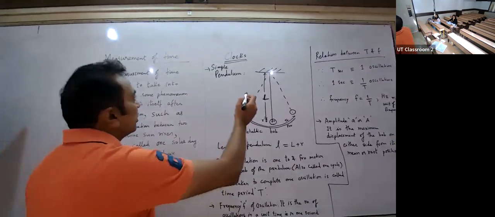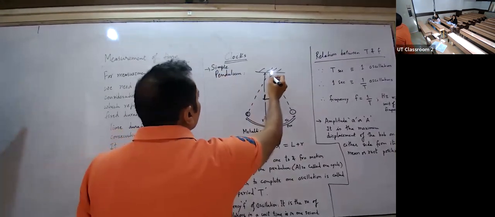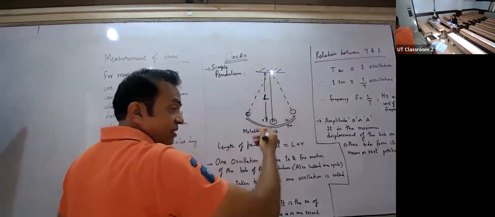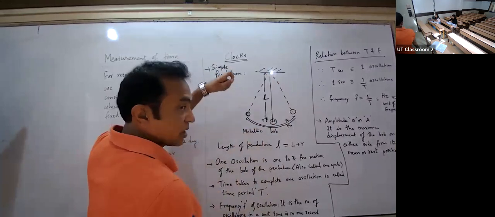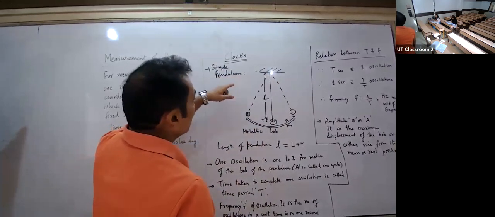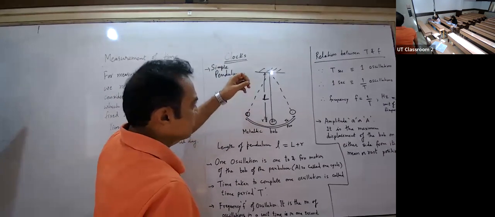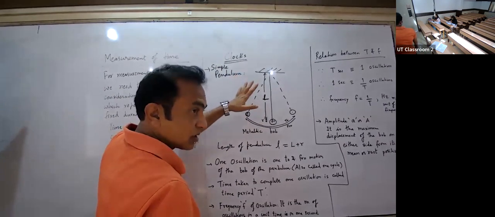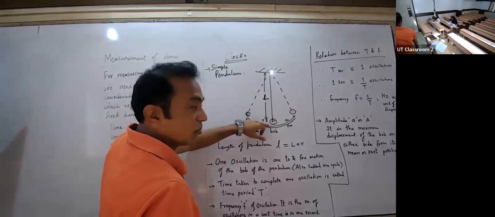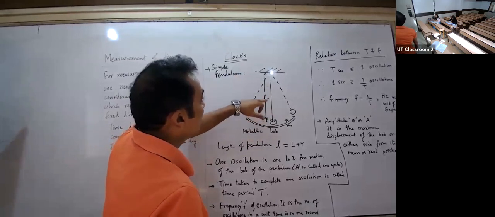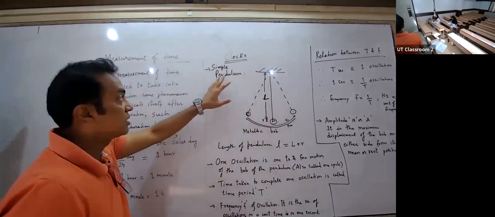So, what is a simple pendulum? When a string which is inextensible, once weight is hung, it should not expand, right? When an inextensible string, which has almost negligible mass, is hung with a metallic bob, and this arrangement is hung from a ceiling, it is called a simple pendulum.